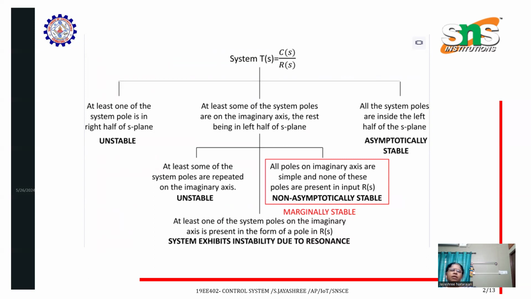the system is marginally stable. If at least one of the system poles on the imaginary axis is present in the input, the system exhibits instability due to resonance. The left side is stable, the right side unstable. If it is on the imaginary axis, it is marginally stable.